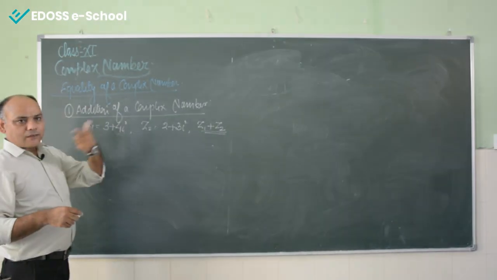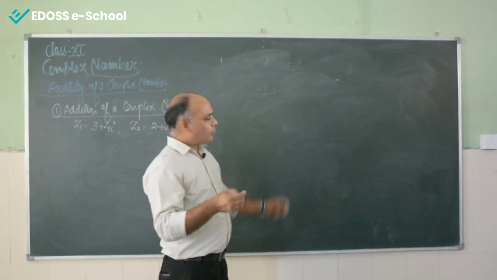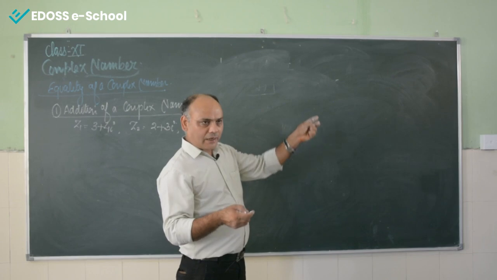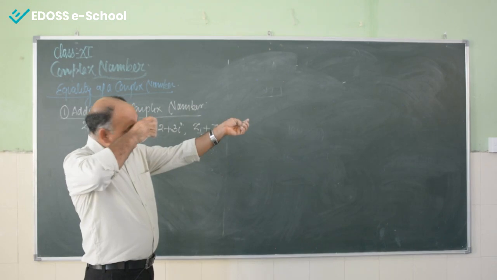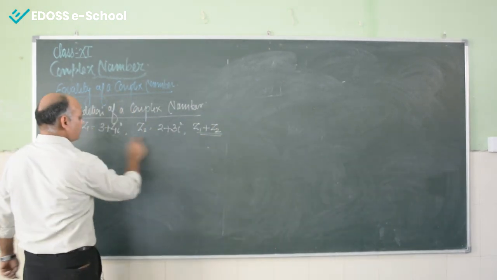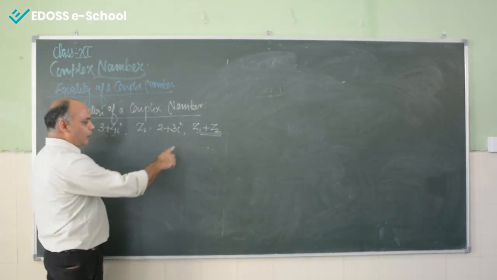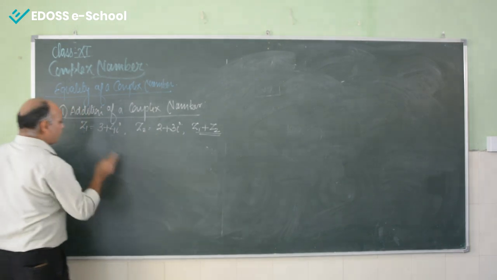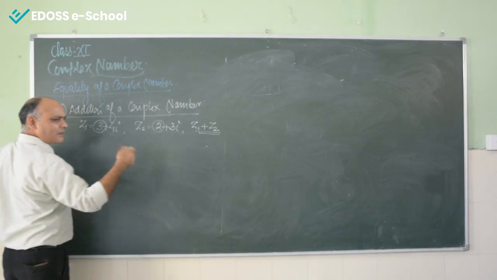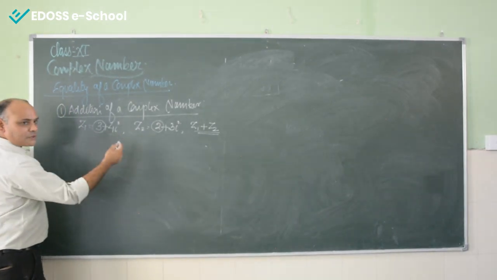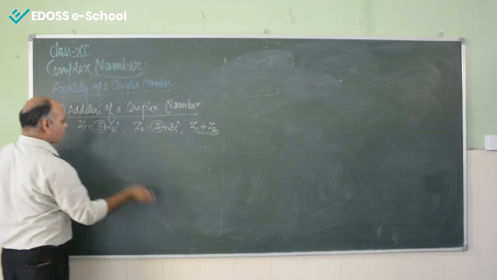How can you add complex numbers? You may remember that in algebra, you add like terms in one way, and unlike terms in another way. Suppose Z1 equals 3 plus 4 iota and Z2 equals 2 plus 3 iota, and you want to find Z1 plus Z2. This is the real part and this is the real part, so you can consider them as like terms. Then the real part of the first and the real part of the second are added.